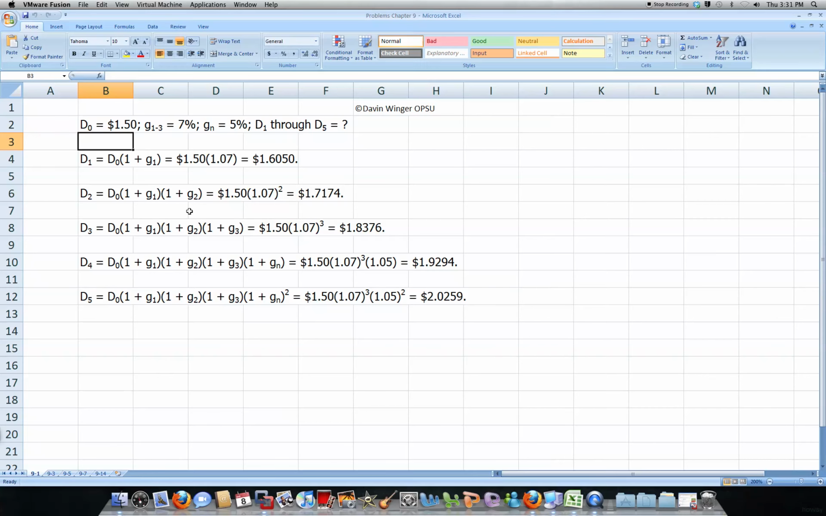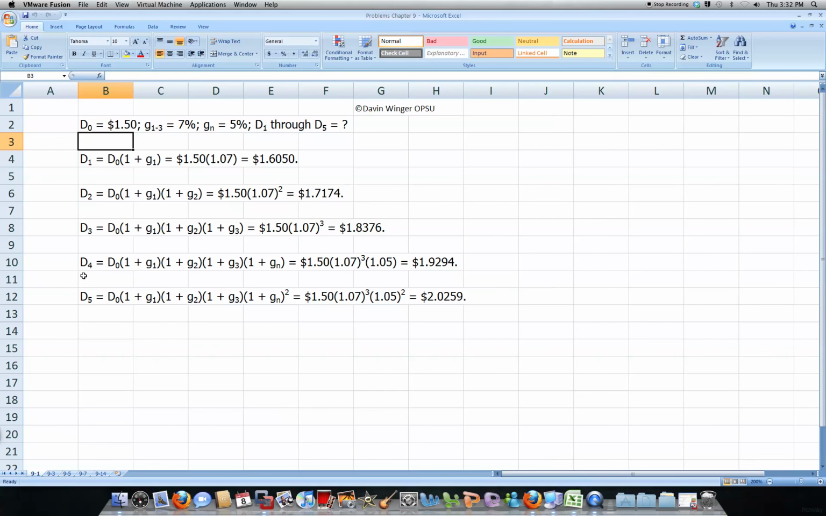Dividend for year 2 equals the dividend at time 0 times 1 plus the growth rate, and in this case it would be squared, or we just multiply them by each other. Or we can say dividend at time 0, 1.50, times 1.07 squared equals 1.7174. Dividend at time period 3 is the dividend at time 0 times 1 plus the growth rate, and this time we take it to the third power. So 1.50 times 1.07 cubed equals 1.8376.